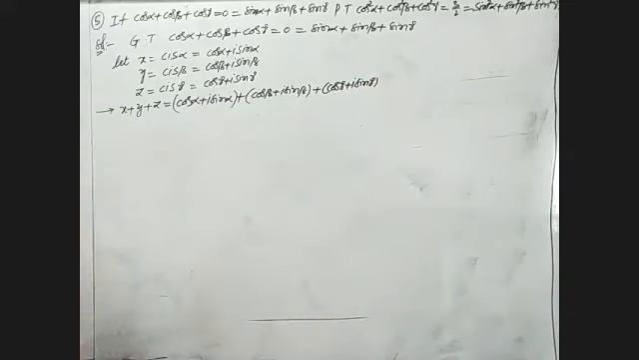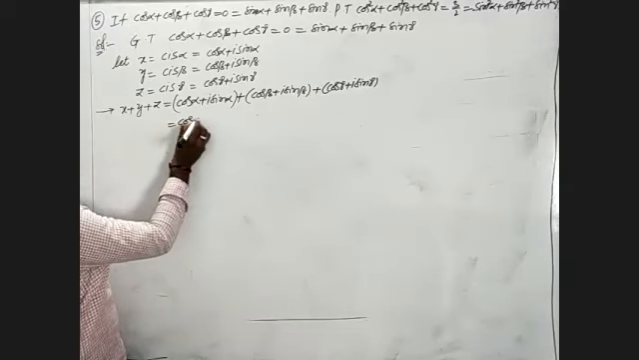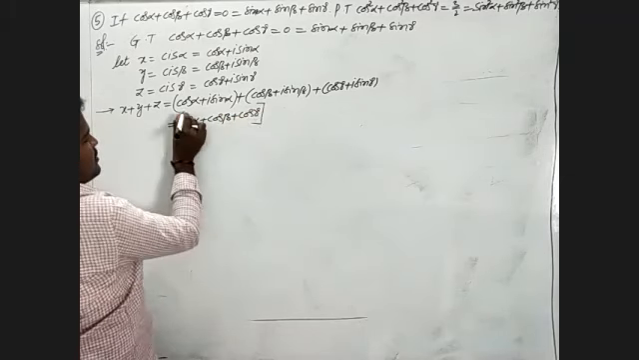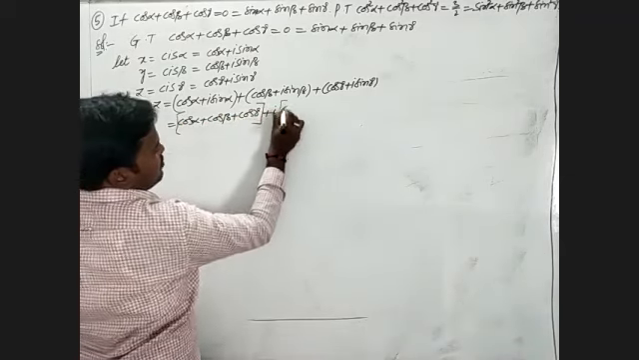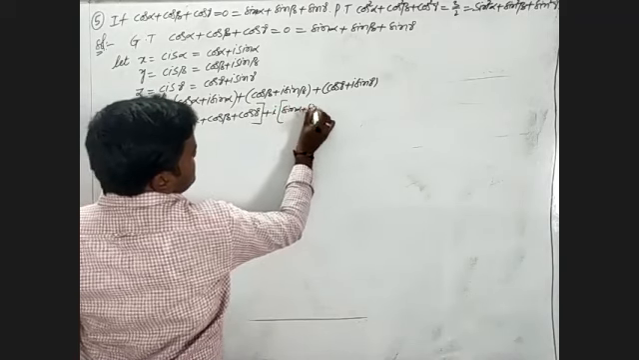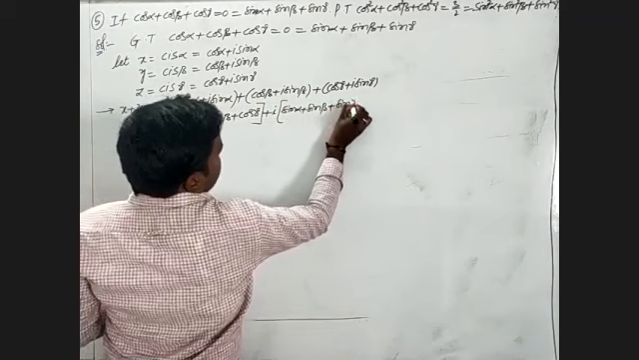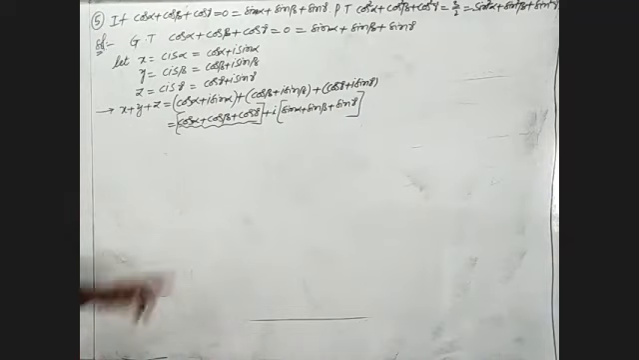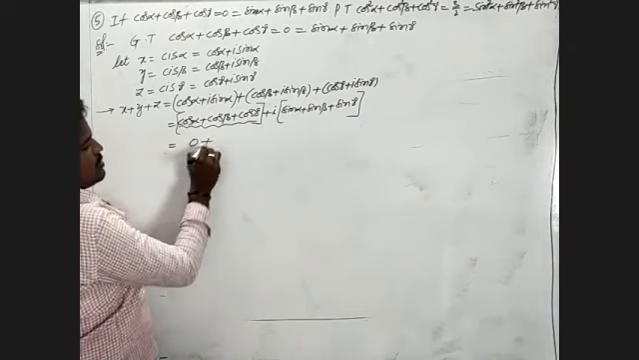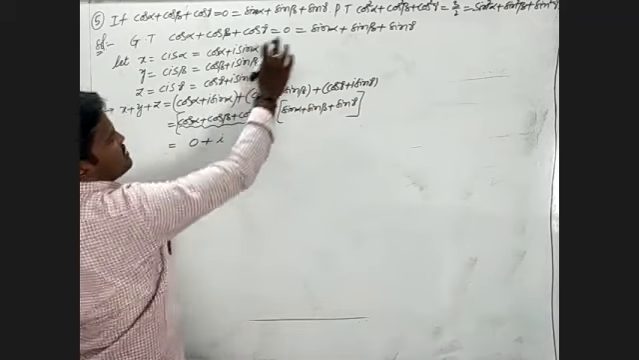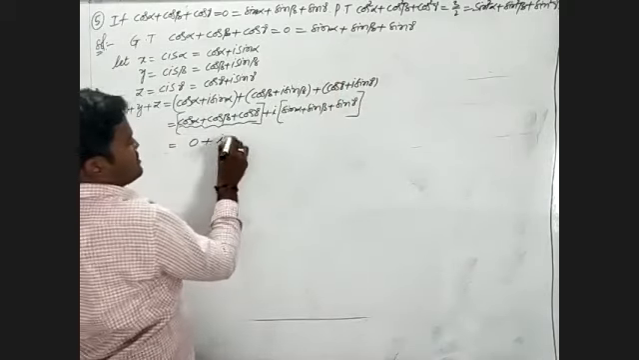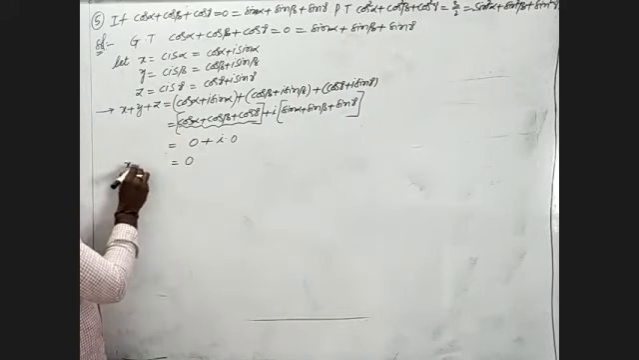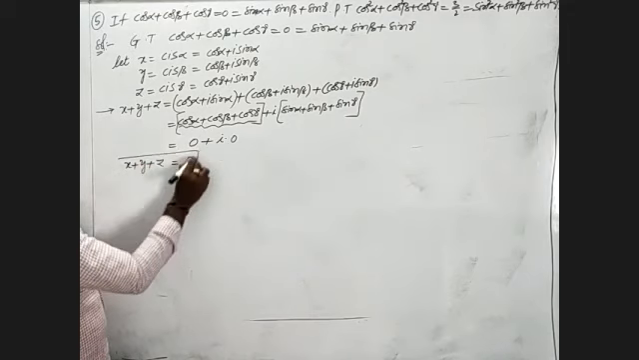So I have to separate the real and the imaginary part. I will write (cos alpha + cos beta + cos gamma) + i (sin alpha + sin beta + sin gamma), where cos alpha + cos beta + cos gamma is nothing but 0. That means 0 + i into, here also sin alpha + sin beta + sin gamma is also 0. 0 into any value is 0. That is, the given value is x + y + z = 0.